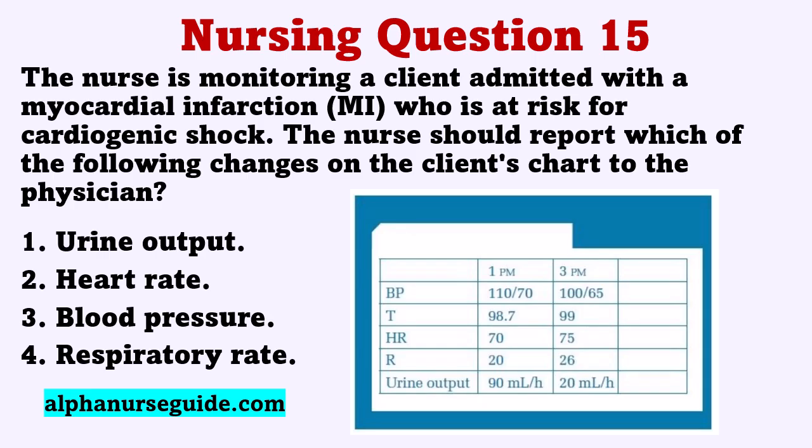Fever is not a typical sign of cardiogenic shock. The other changes in vital signs on the client's chart are not as significant as the decreased urinary output.